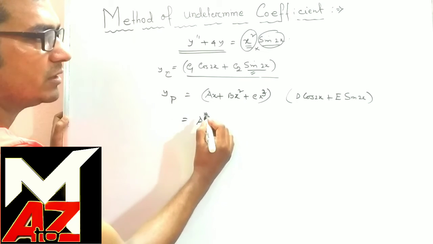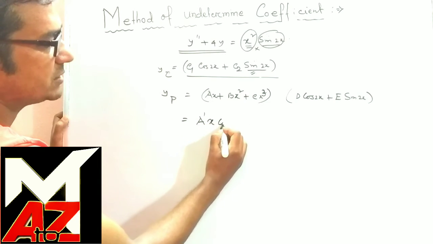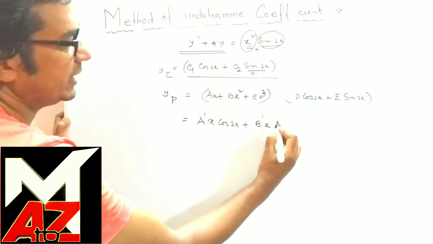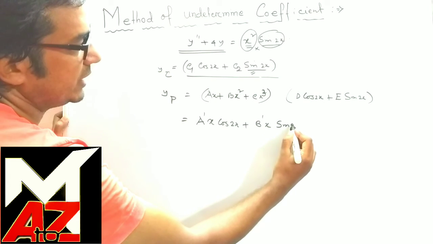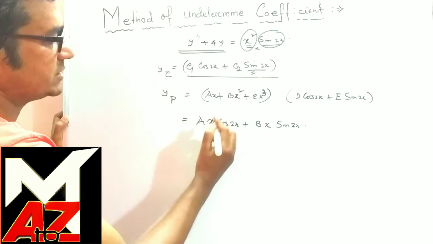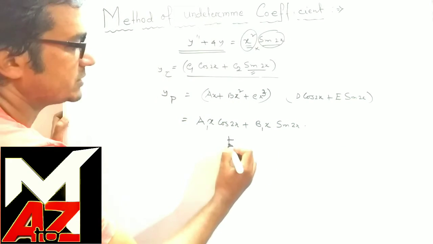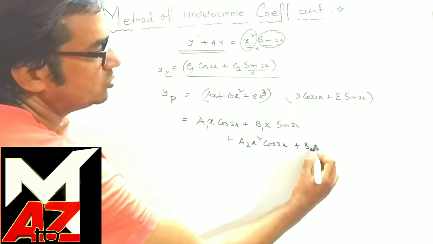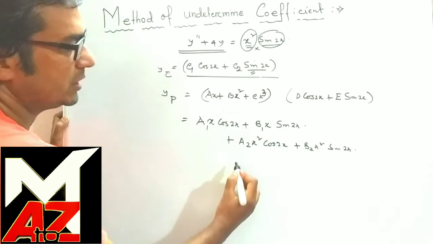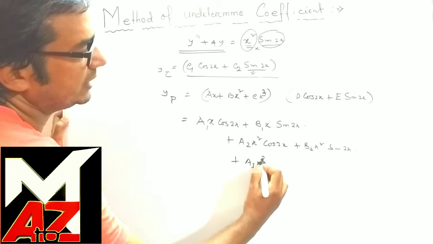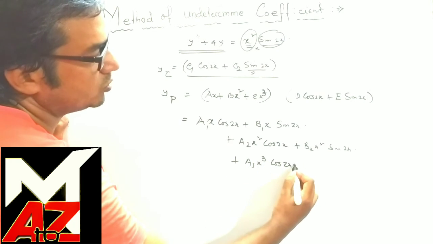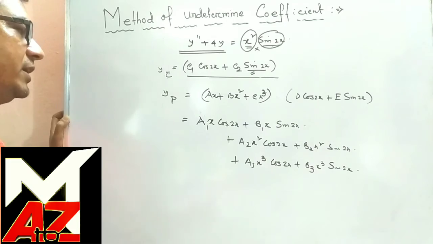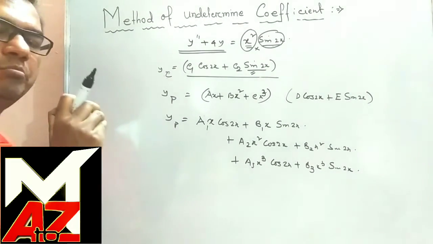yp equals a1 x cos 2x plus b1 x sin 2x, plus a2 x square cos 2x plus b2 x square sin 2x, plus a3 x cube cos 2x plus b3 x cube sin 2x, right? And this is the particular solution.